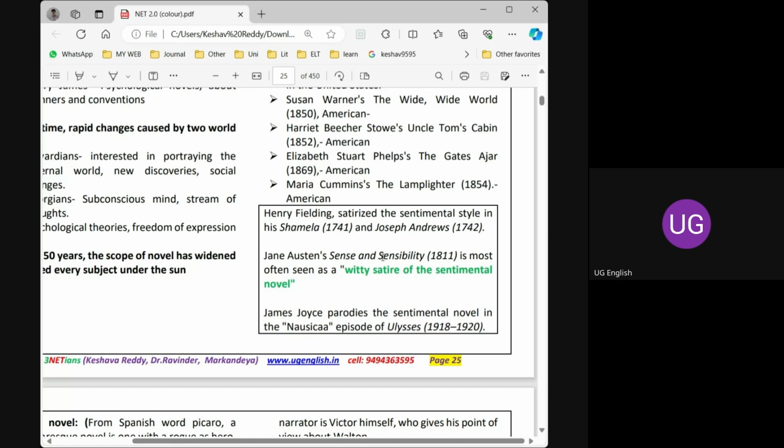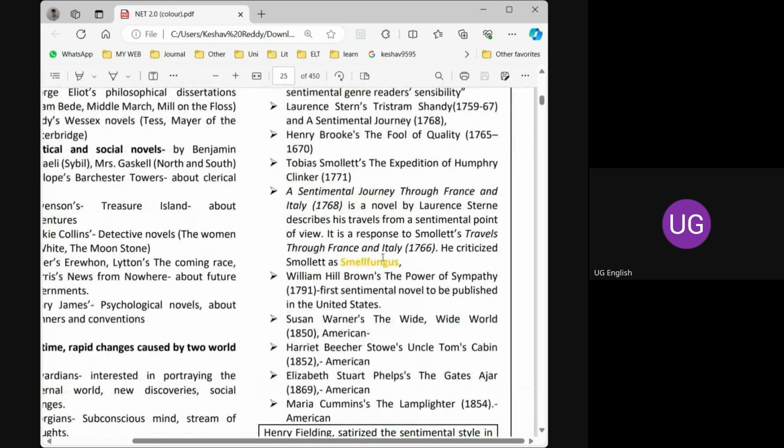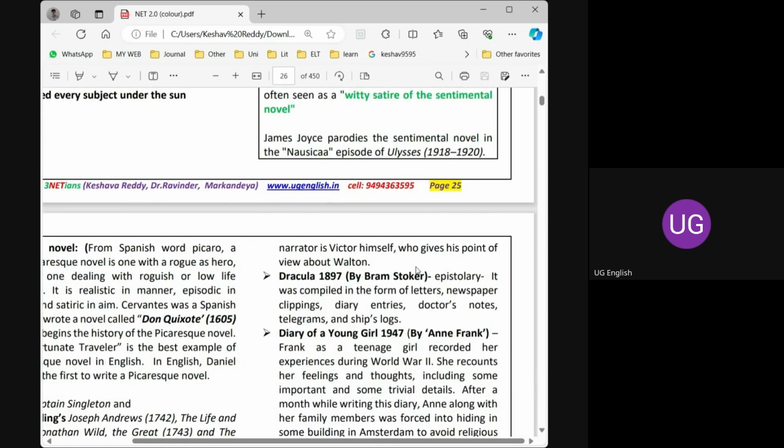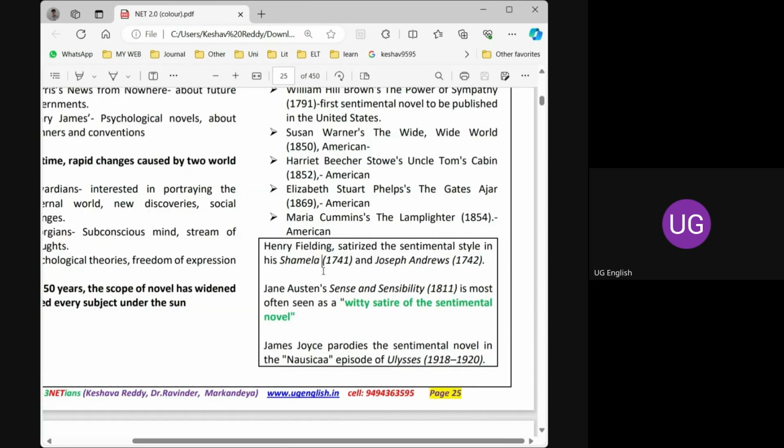Right. So there is a comparison between Shamela and Pamela. Just make a note of it. And Pamela was published in 1740, and this is in 1741. Sometimes we need to just remember Pamela and Shamela. And this is a satire on the sentimental style.